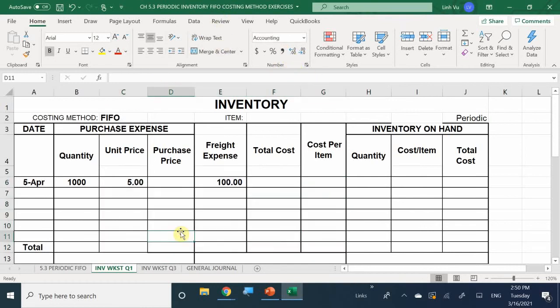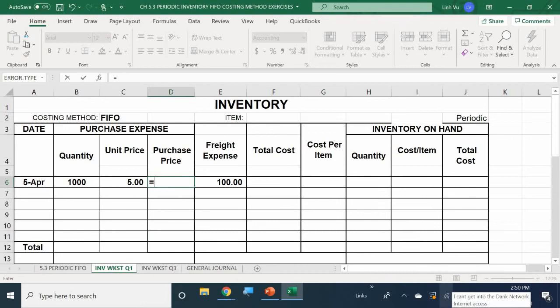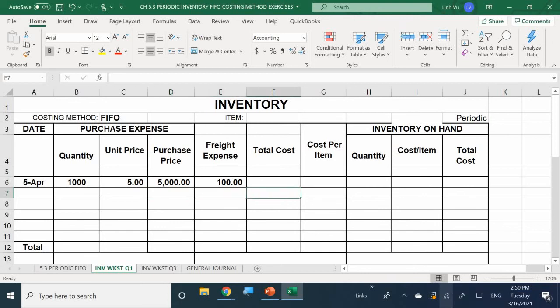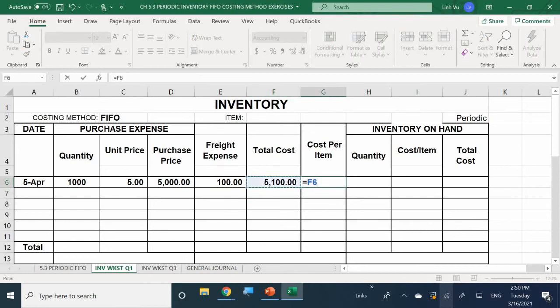Okay, so let's go ahead and take a look at this. So what's my purchase price here? That would be 5,000. Yes, your quantity times your unit price to give you a total of $5,000. Okay, now what is my total cost going to be? The 5,000 plus the 100 equals 5,100. Perfect, good. And then lastly, let's solve for my cost of goods sold. I mean, my cost per item. I know it's $5.10. I took the unit price plus the freight and divided it by the quantity, and that's how I got it. Okay, that works too.